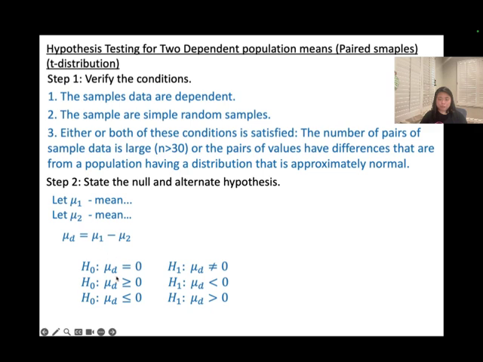And for your null hypothesis, we're going to be specific about the mean of the difference here. This will be equal to 0, greater than or equal to, or less than or equal to. The alternate hypothesis, again, will be not equal to, less than, and greater than. So it's the same idea as the two-tail test, left-tail, and right-tail test. Keep in mind that for the dependent populations mean, you need to define these three: What is the mean 1? What is the mean 2? What is your mean difference?